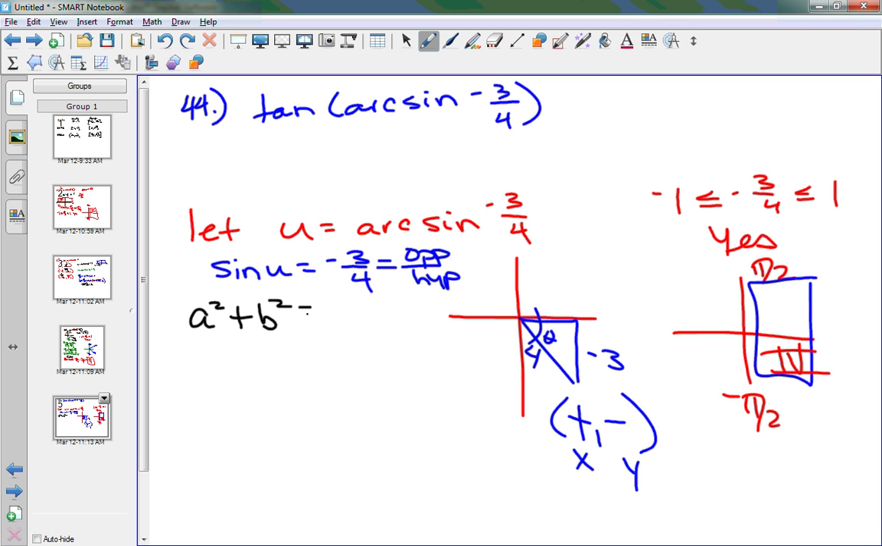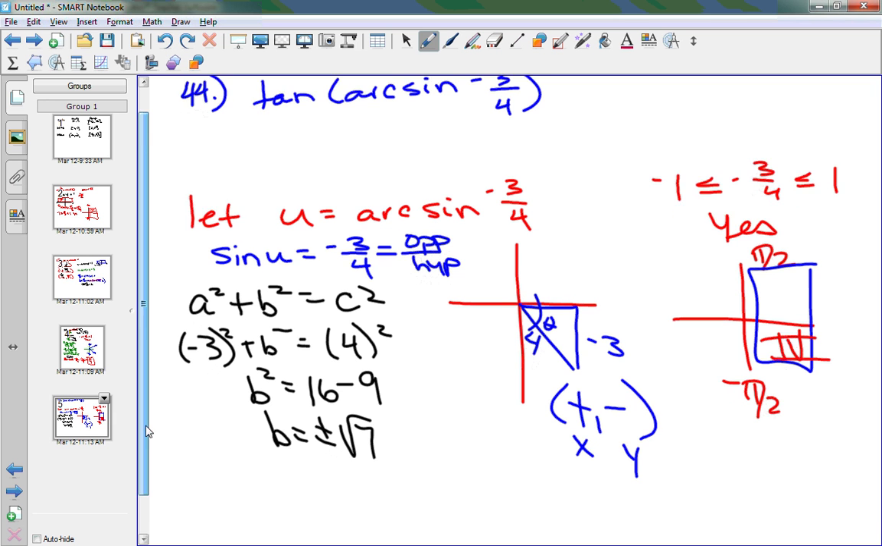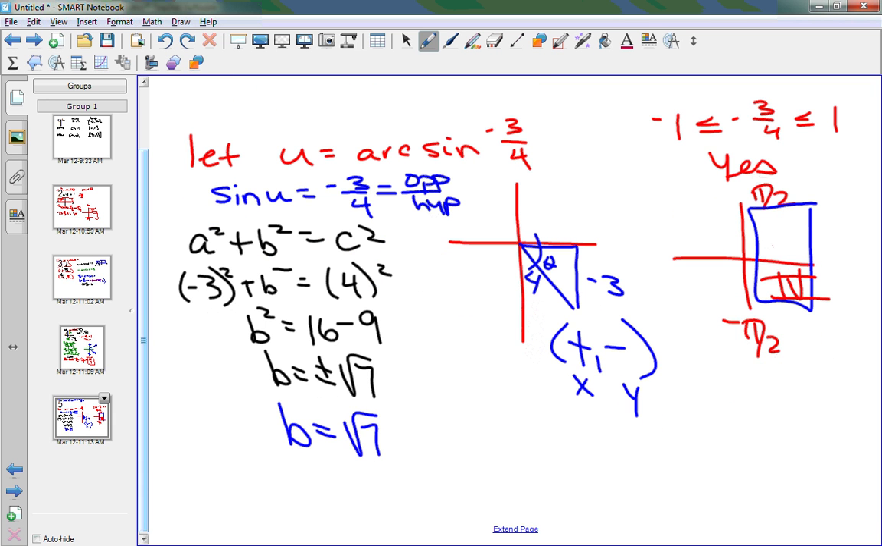A squared plus b squared is equal to c squared. So that's going to give me negative 3 squared plus b squared is equal to 4 squared. B squared is going to be equal to 16 minus 9. So b is equal to plus or minus the square root of 7. Which one is it? Positive square root of 7 or negative square root of 7? Why is it positive square root of 7? Because it's on the x-axis. Do we understand that? So b is going to be positive square root of 7. That's what's going to go right here. Do we see that, yes or no?